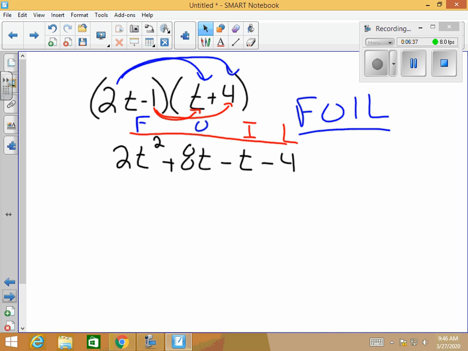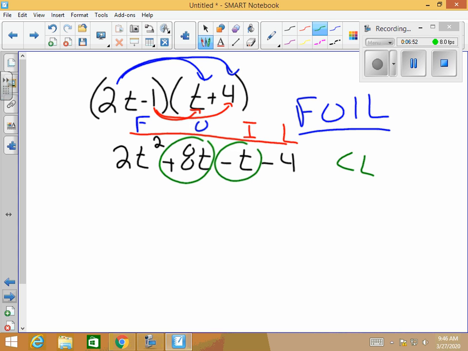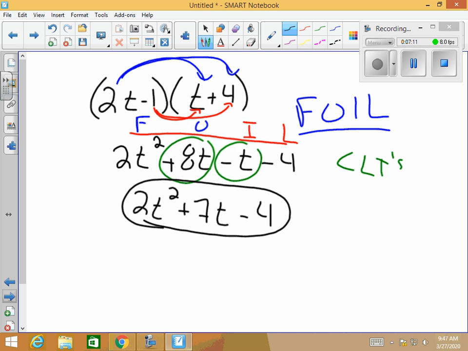The only problem here is when we do FOIL, and a true FOIL problem, a vast majority of the time, we have things that combine like terms. So you've got to be careful of this. Because my t's are the same term. Combine like terms. So when I combine like terms, 8t minus 1t gets me 7t. Everything else drops down exactly the way it was beforehand. And it is a positive because sign of the larger. And there is my quadratic on that guy.